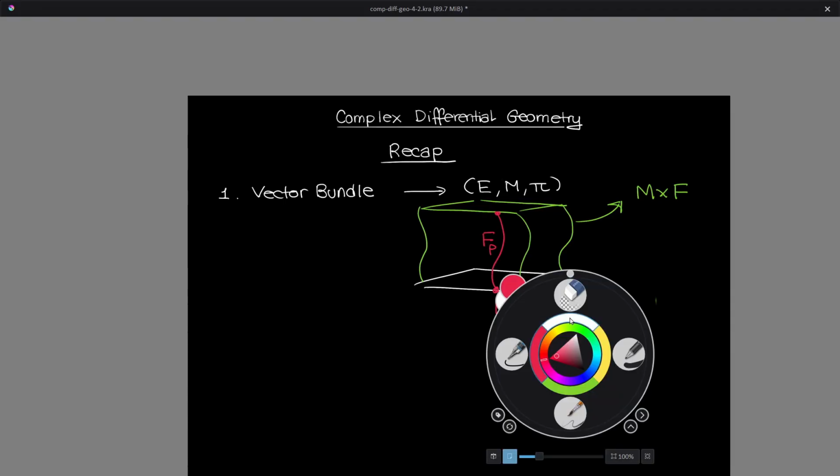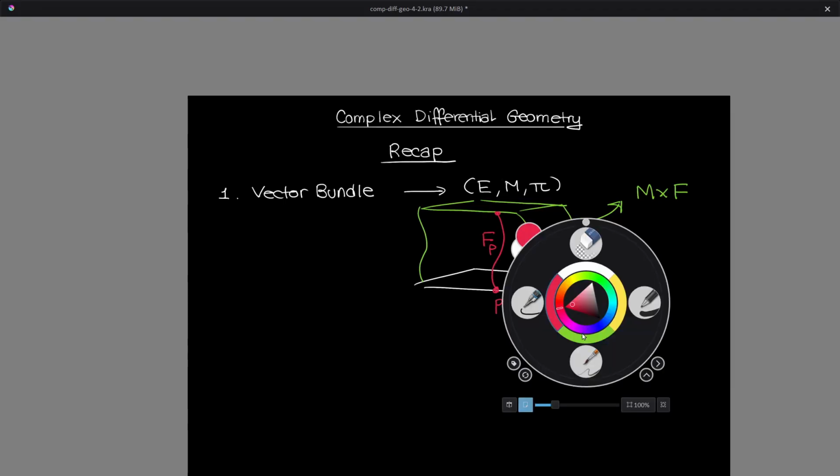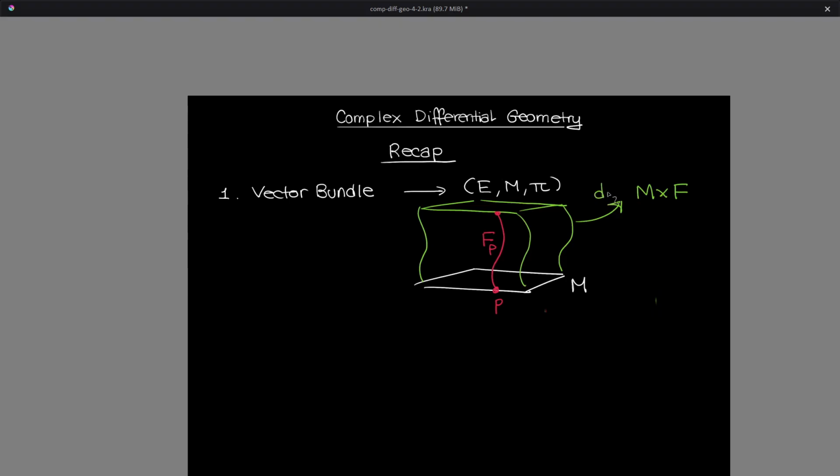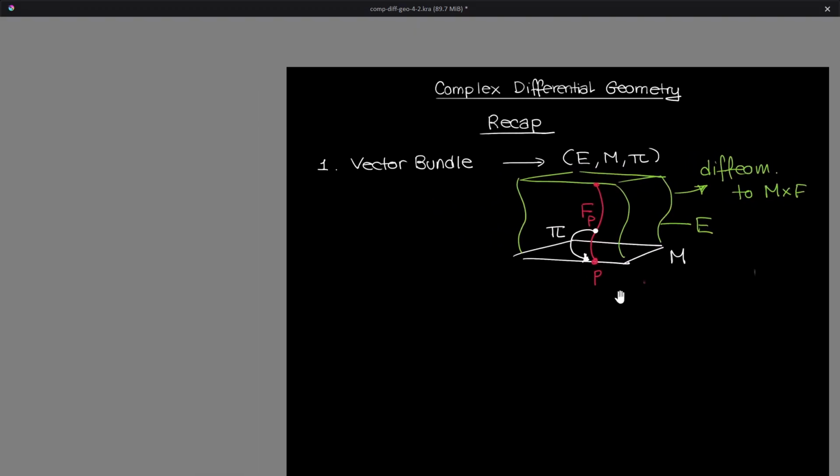And so this space, let me clarify that this is diffeomorphic to M cross F, not M cross F itself. So this is E, and lastly, π is a map that maps points on this fiber F_p back to p. That's what we had last time.